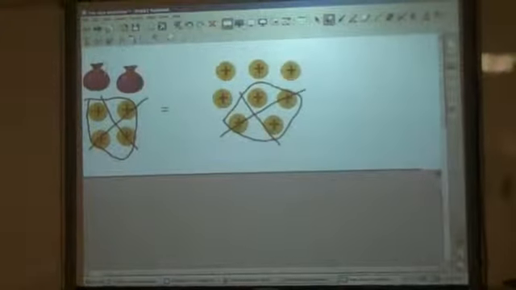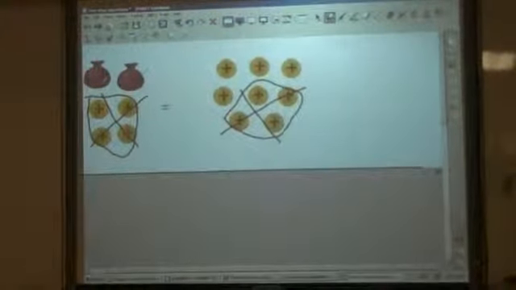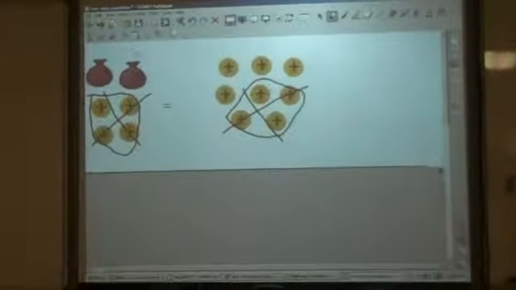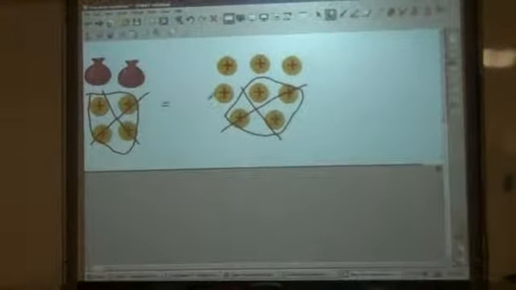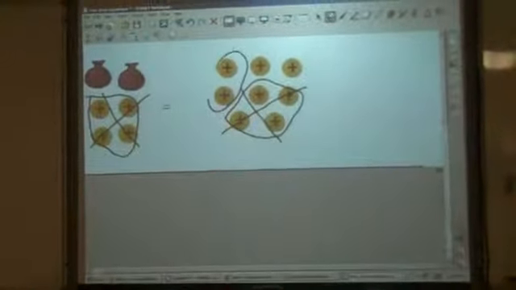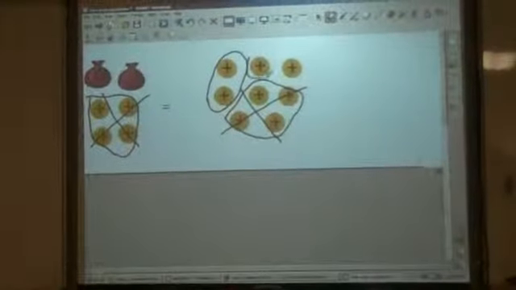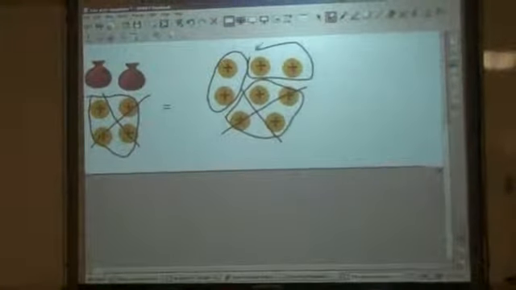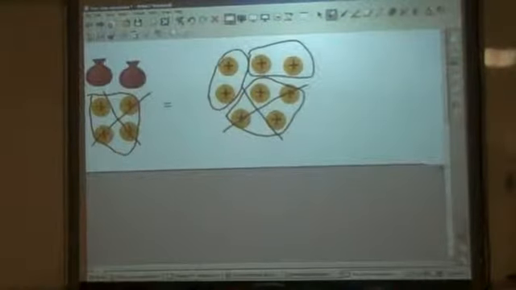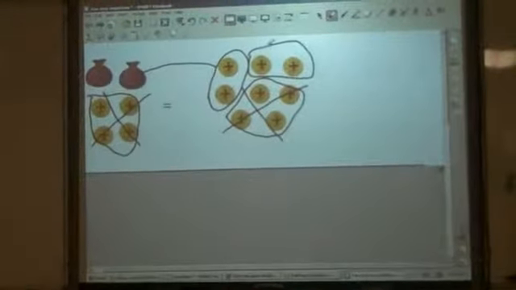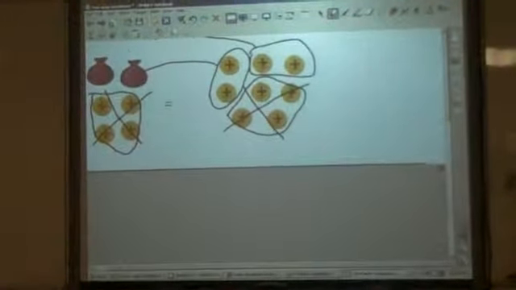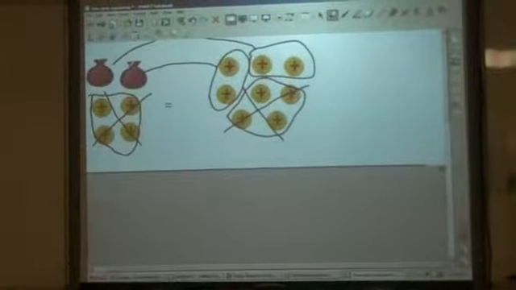And now on this side I have 4 coins that are left, which I have to equally divide into these 2 pouches. So if I have 2 pouches here, I can group these 4 coins into equal parts of 2, which then shows me each pouch would have 2 coins.